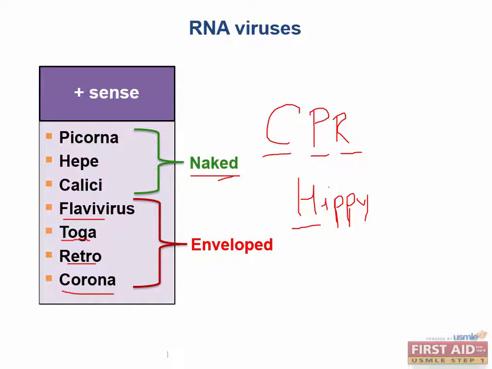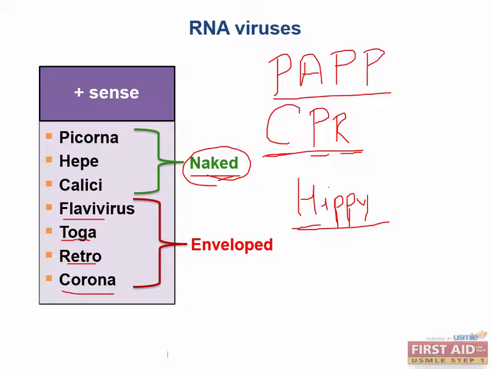Okay? Now, do you remember the 4 non-enveloped DNA viruses? So if we remember correctly, the 4 non-enveloped DNA viruses are the polyomavirus, the adenovirus, the parvovirus, and the papillomavirus. Now we can remember the mnemonic, give pap smears and CPR to naked hippies.